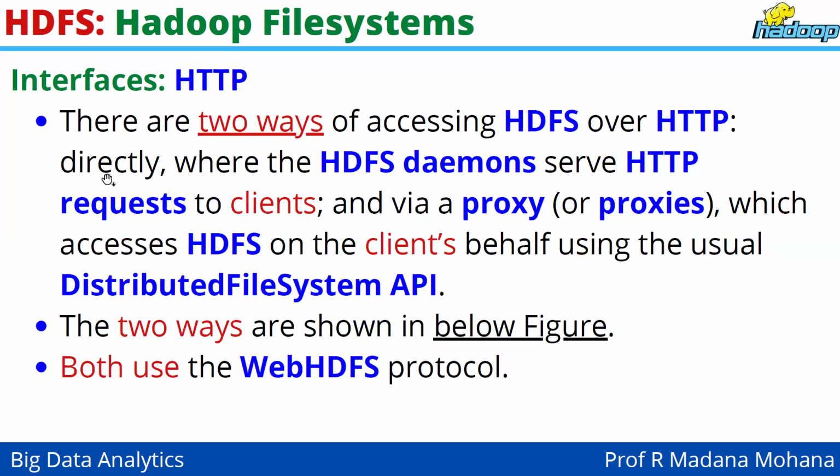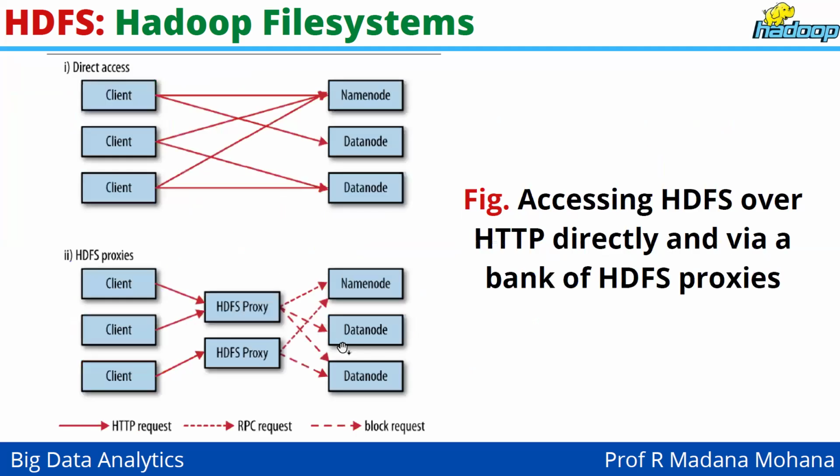There are two ways of accessing HDFS over HTTP. Directly, where the HDFS daemons serve HTTP requests to clients, and via a proxy or proxies, which access HDFS on the client's behalf using the usual DistributedFileSystem API. The two ways are shown in the below picture. Both use the WebHDFS protocol.